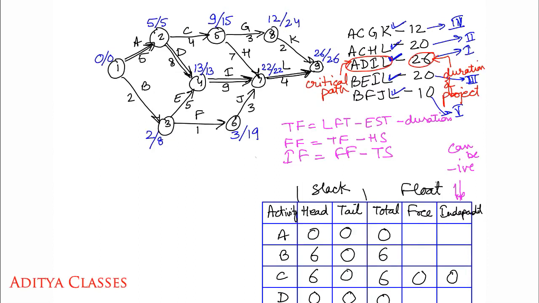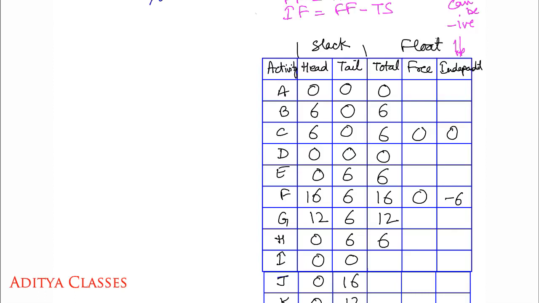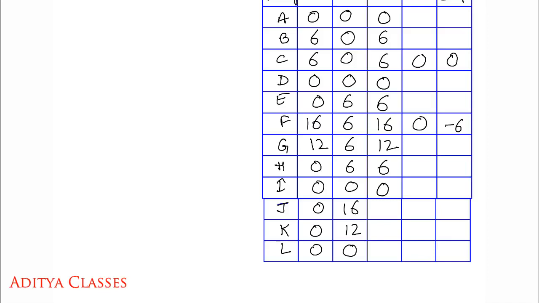What about I? Where is I? I is over here. 22 minus 13 minus 9. Does I have any float available? No. 22 minus 13 minus 9, a float of 0, which is obvious. I being a critical activity, it cannot have any kind of slack or float. So I has no float available for it.